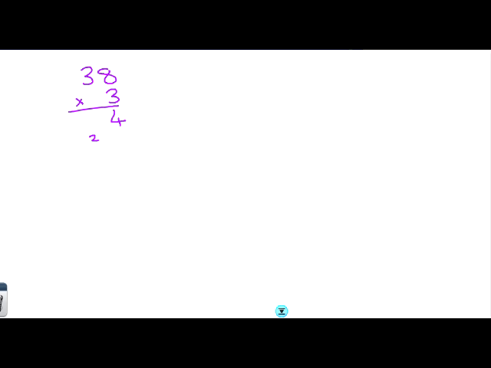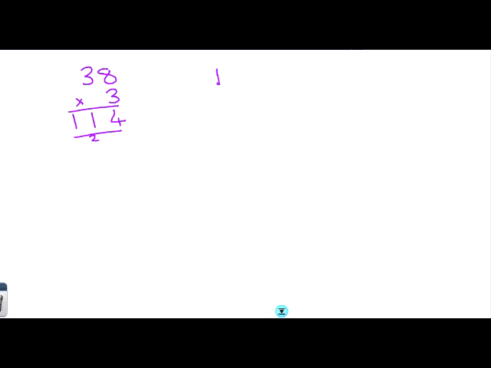So I've done this one. Now I'm going to go across. 3 times 3 is 9, plus the 2 is 11. So I know that 38 times 3 is 114. That is a lot quicker, and you don't have to multiply by powers of 10, which isn't difficult, but this is much, much speedier.